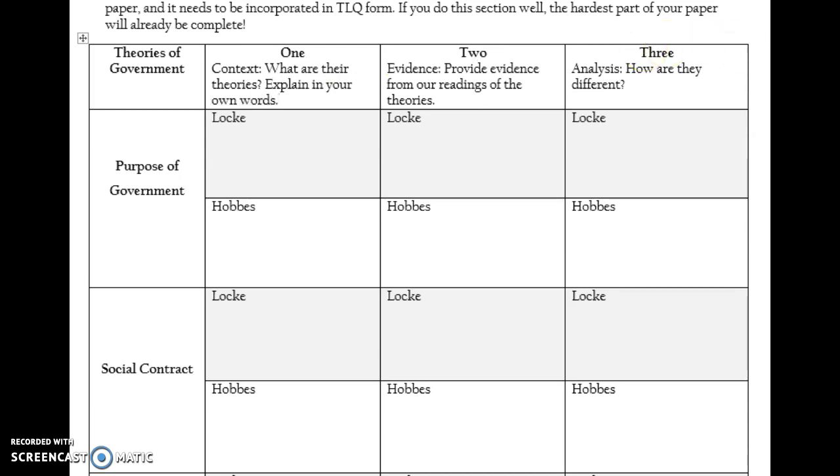As far as step 2 or column 2, you are going to be providing evidence from our readings of the theories. So we got 3 readings: John Locke and Thomas Hobbes, the 2 readings from iCivics.org, and the 2 views of social contract. You'll be using that as evidence in the future. The sub has the papers for you.